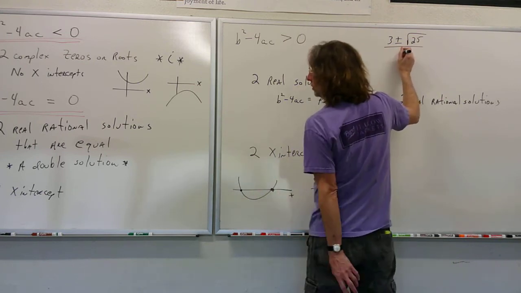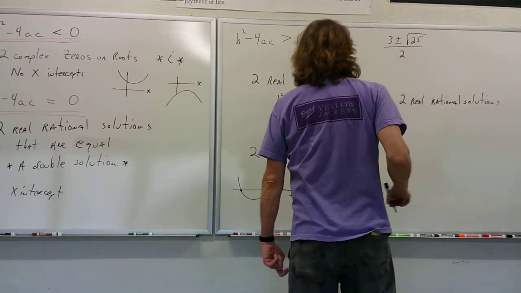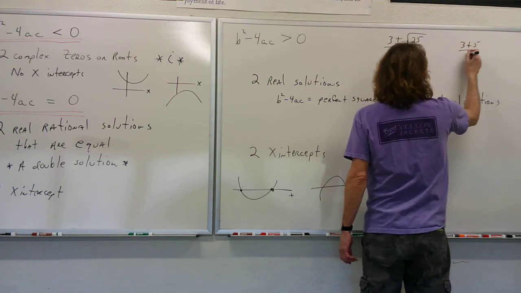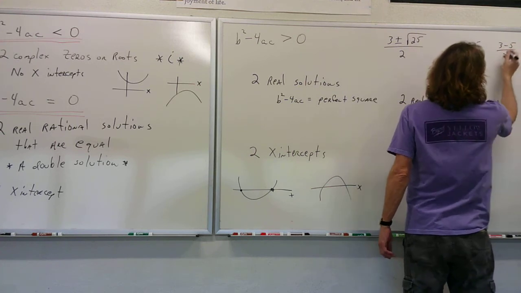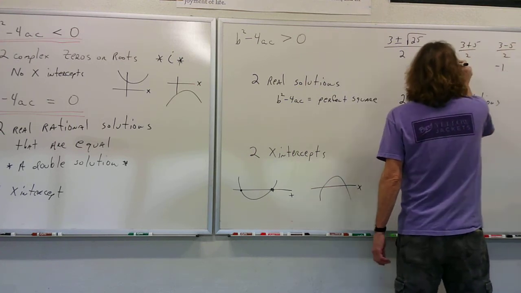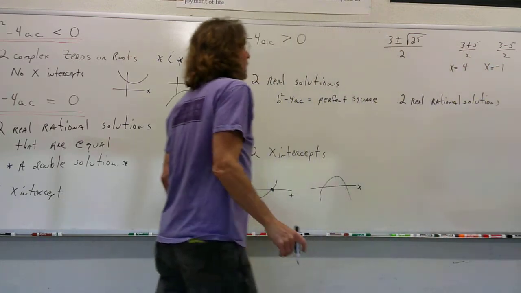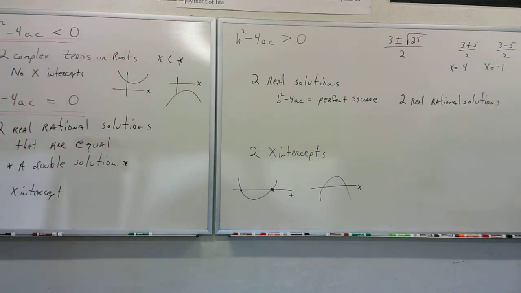Let's put it over 2. Doesn't matter. Over 2. All right. Somebody says he's going to be back, see if he remembers the formula. Yeah. Well, see what happens there is you get 3 plus 5 over 2, which is 4. And you get 3 minus 5 over 2, which is negative 1. So you get x equals 4, x equals negative 1 if you work it all the way out. The discriminant is telling you what you would get if you were going to work it all the way out.